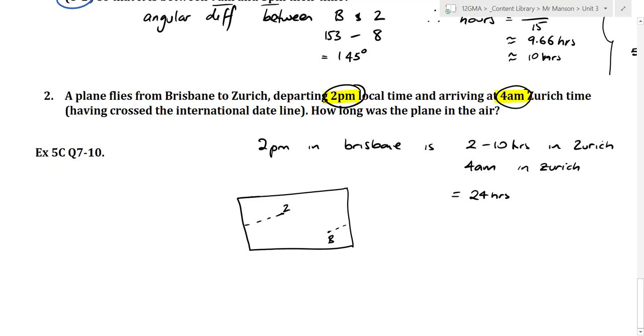We've got a minus 24 hours in that situation, and you know that this is 4 AM. It actually arrives earlier, and this is 2 PM, and you can do the calculations from there. So that type of diagram might help you as well.